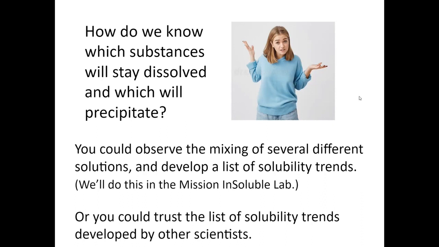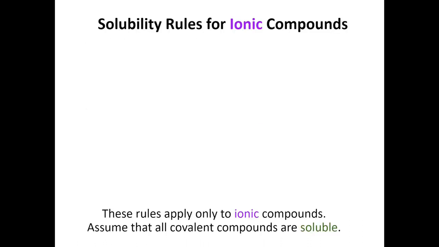But let's say that you don't have access to hundreds or even thousands of solutions. The shortcut way to do it is to trust a list of solubility trends that have been developed over centuries of experimentation by other scientists. And these trends, number one, you won't have to memorize, but you will have to be able to use this list effectively as we encounter problems. First, let me show you what the list is.